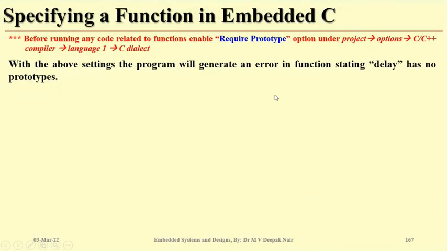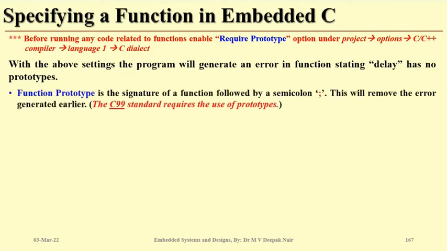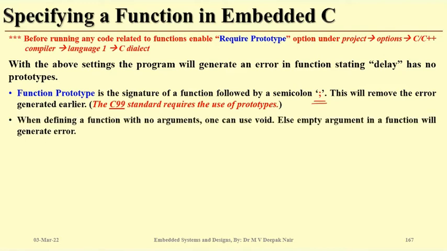For declaring a function delay, first of all we have to write the prototype for that. And how to declare a prototype? It is the same way that you declare a function. Only thing is prototypes are followed by a semicolon. That's all. You just declare the function and put a semicolon after that, and that will declare the prototype of the function.